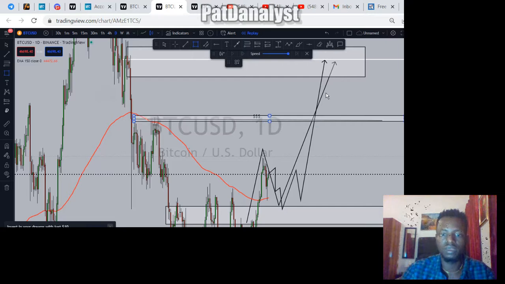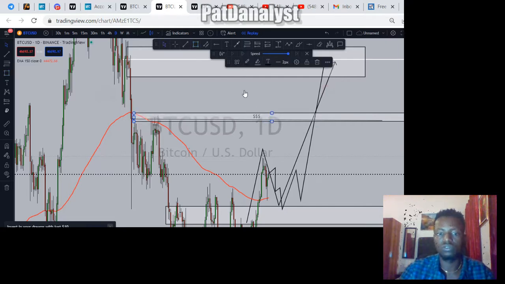A lot of persons will be banking on this resistance zone, that they are going to sell here with their stop loss above it. So this is the reason why we are expecting the market to break it, because people are going to be banking on it. Yeah, so these are what I'm looking at now.